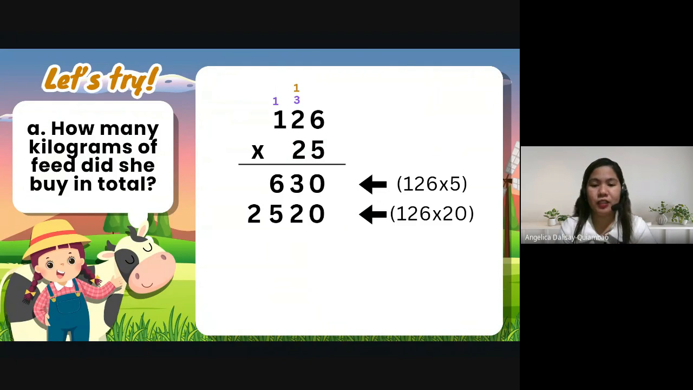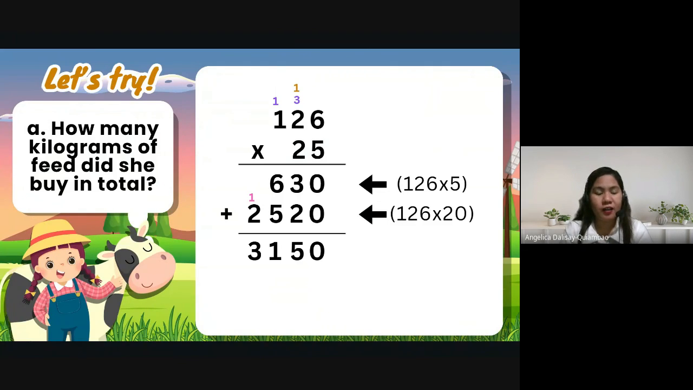The next step is we will add the products. So we will get 0, 3 plus 2, you will get 5. 6 plus 5, you will get 11. Carry over 1. And then 2 plus 1, you will get 3. So the total kilograms that Angela bought is 3,150. That is the answer.